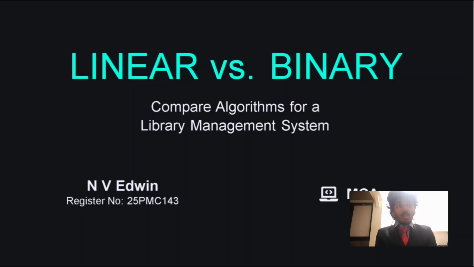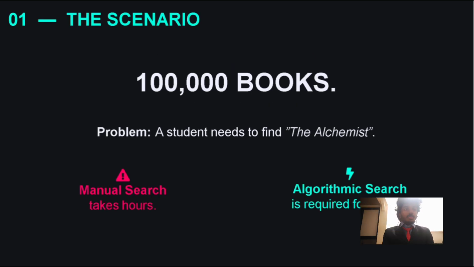As an MCA student, today I will present a comparative analysis of search algorithms tailored for a specific real-world scenario, optimizing a library management system. We will explore how the choice between linear and binary search impacts the performance and user experience for a digital library. Let's start by understanding the scale of the problem.